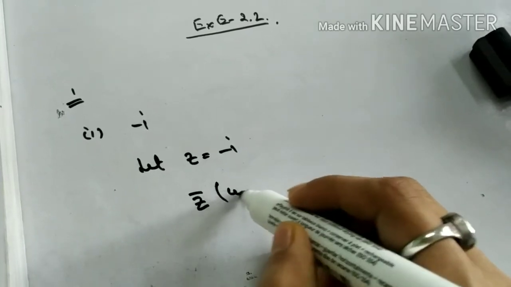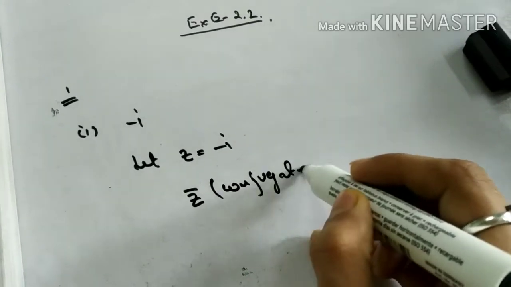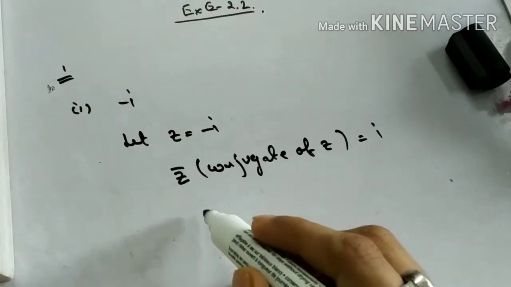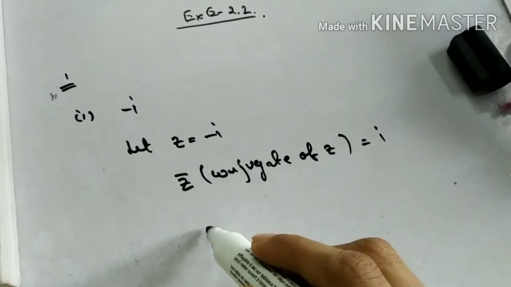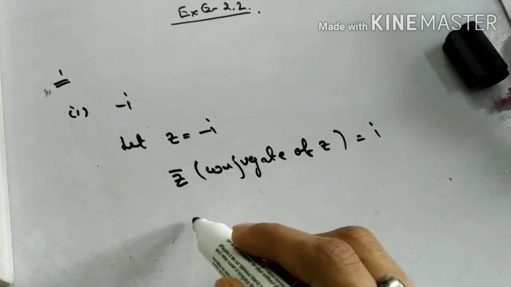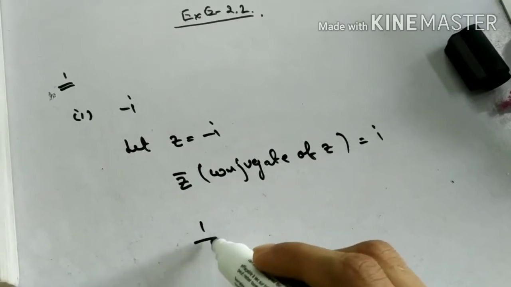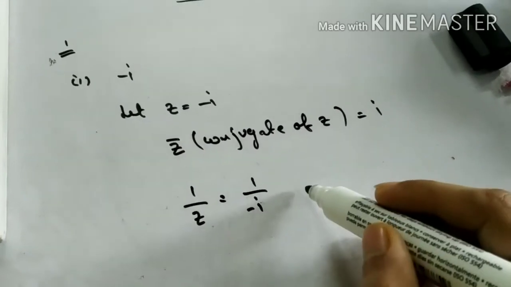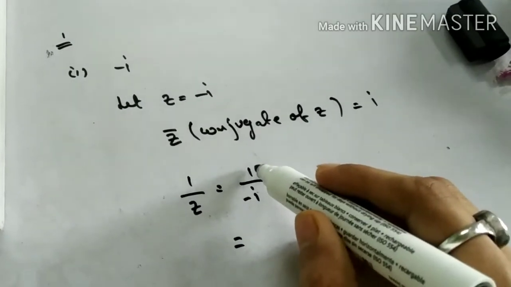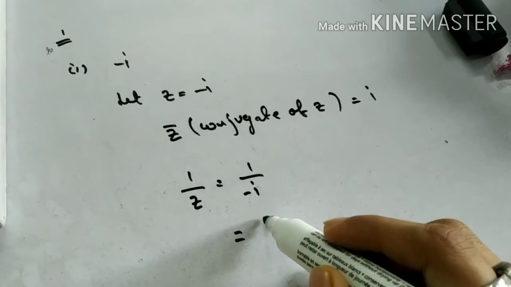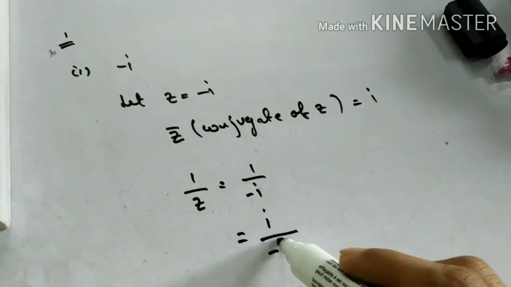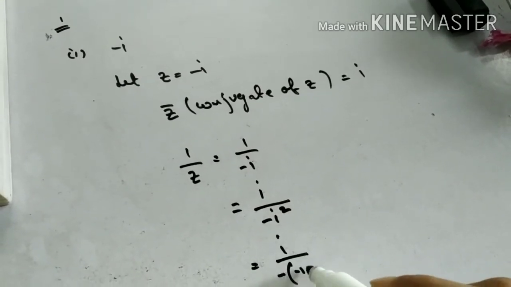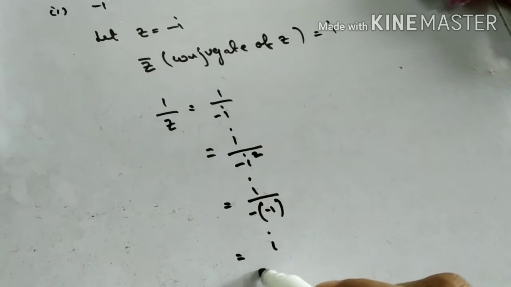So z bar, which is the conjugate of z, it will become i, and 1 by z, which is the reciprocal of z, becomes 1 by minus i. So if I multiply numerator and denominator both by i, I will get i by minus i square. So this becomes i by minus into minus 1, so it becomes i.